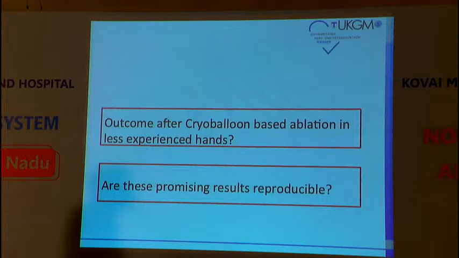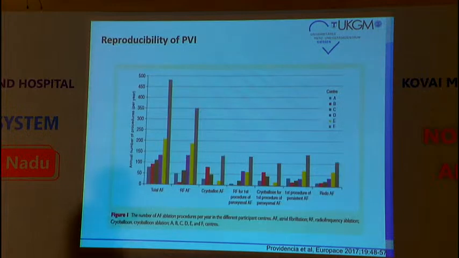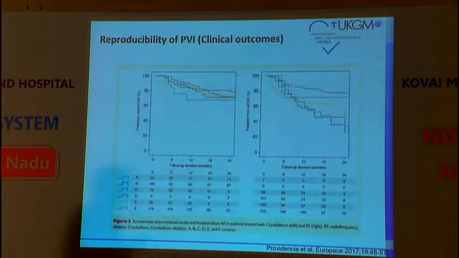There are some interesting studies which analyze this. Are the results reproducible? These are data from France. A couple of centers in France, and they do RF ablation and cryoballoon ablation. Every color stands for a different institution, and as you see, the ratio is different in every institution. Some institutions did more cryo, some institutions did more RF.